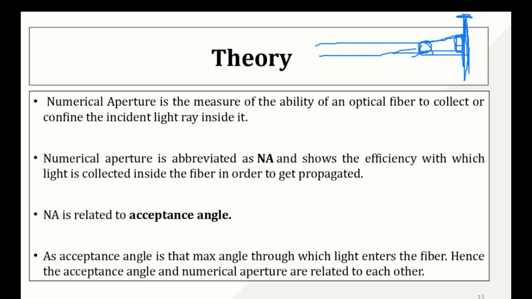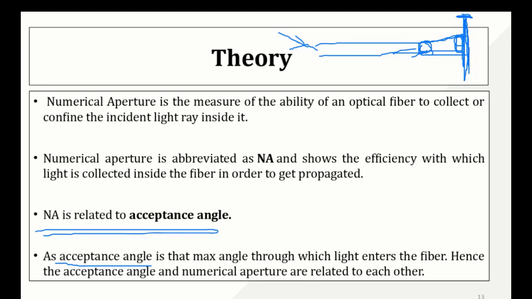We are finding this numerical aperture, which is the ability of this optical fiber to collect and confine light, how much light it can collect. It depends on what angle you can give to this optical fiber so that you can find the light at the other end. The numerical aperture and the acceptance angle are related to each other. The acceptance angle is the maximum angle that you can give to the optical fiber so that light can enter and be emitted from the other end.